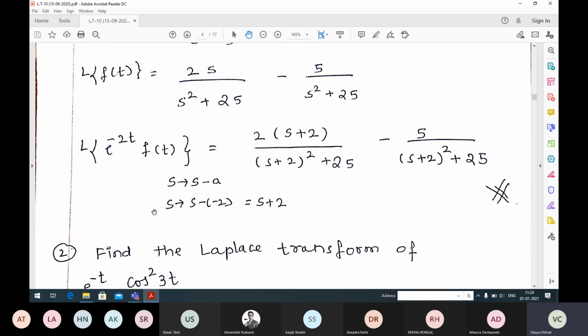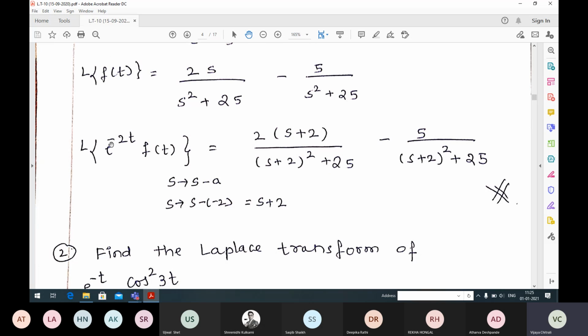So if a function f of t is multiplied by e raised to at, s changes to s minus a in f bar s. So f bar s is this, right? So here change s to s plus 2, s to s plus 2, right?